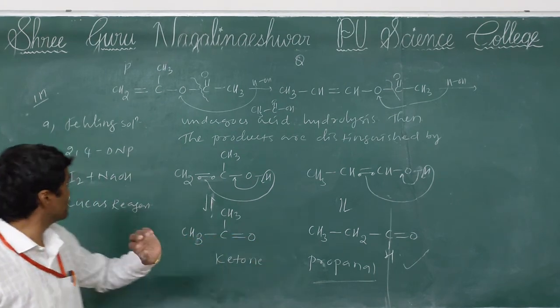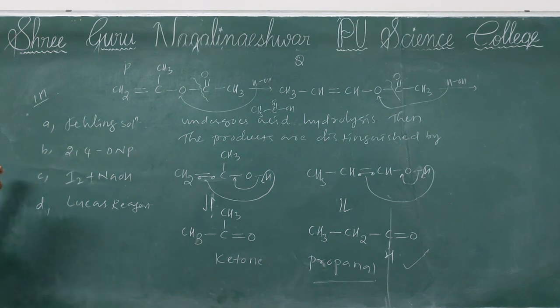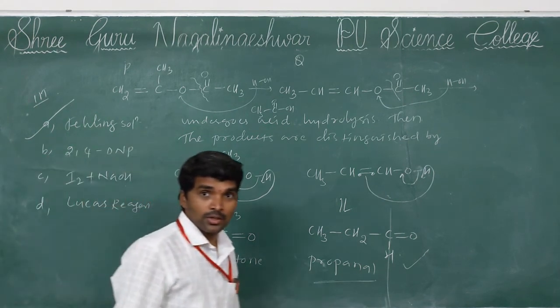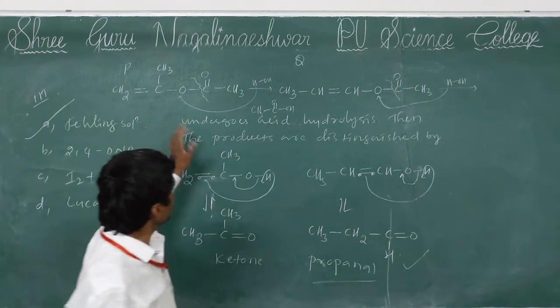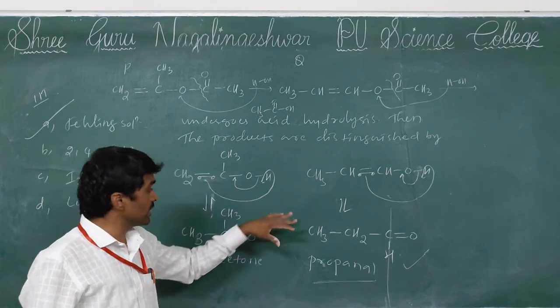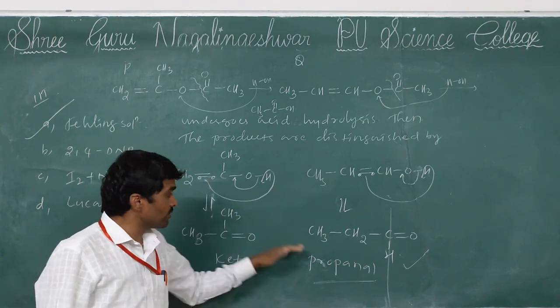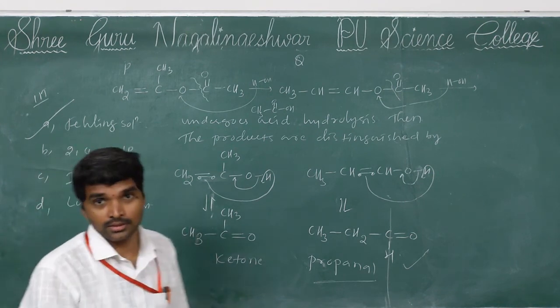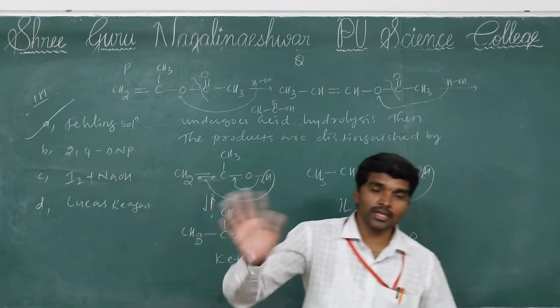Aldehydes and ketones are distinguished by which one here? Fehling's test only. Then your answer is Fehling's test. So that's why you remember, the last one, from vinyl alcohol also, after tautomerism the products are formed. Those products are distinguished by which of the following; they may ask that. Be ready for that. Okay, thank you very much.